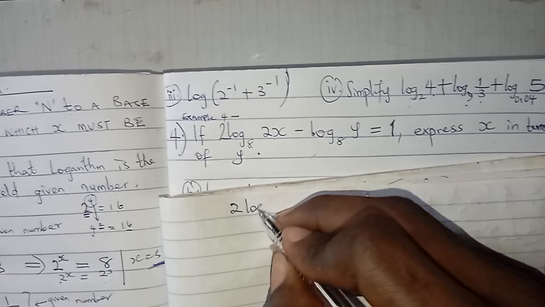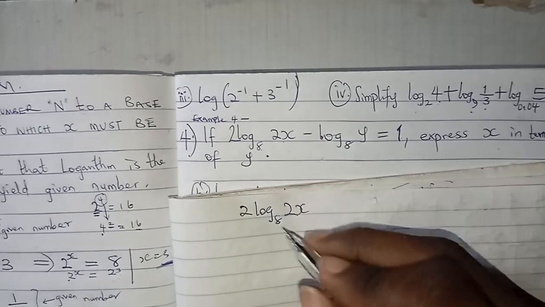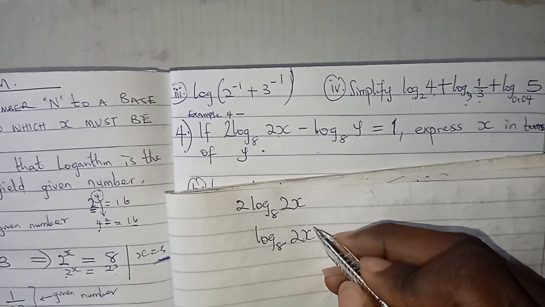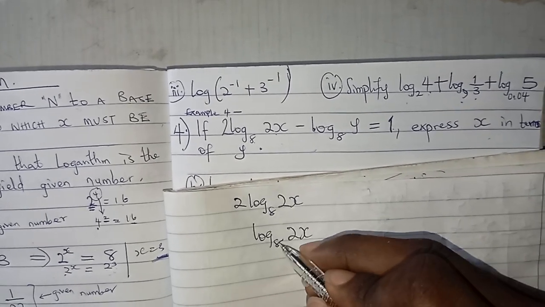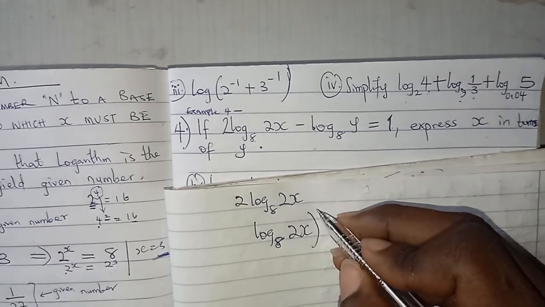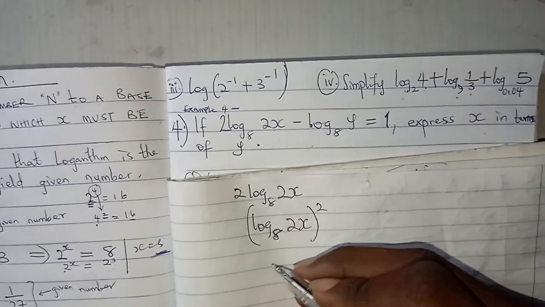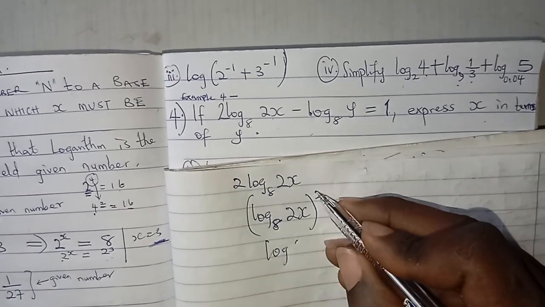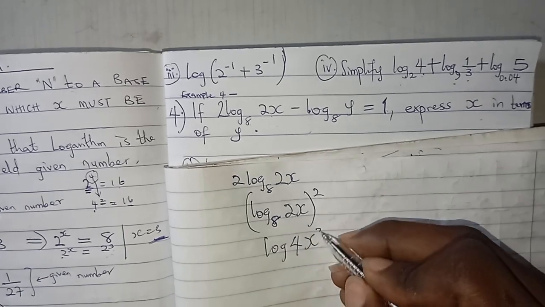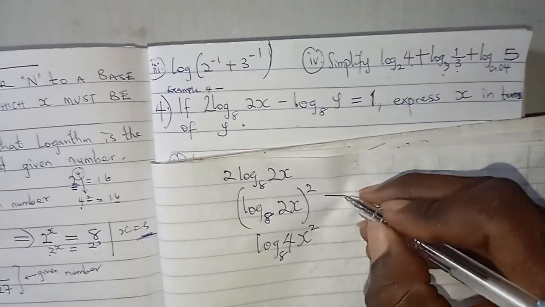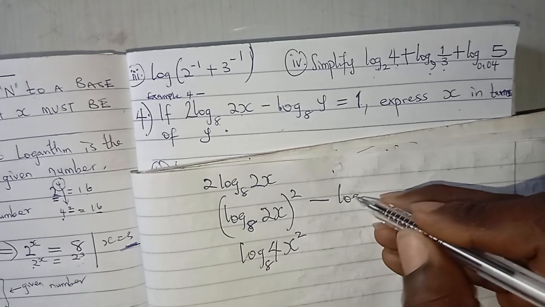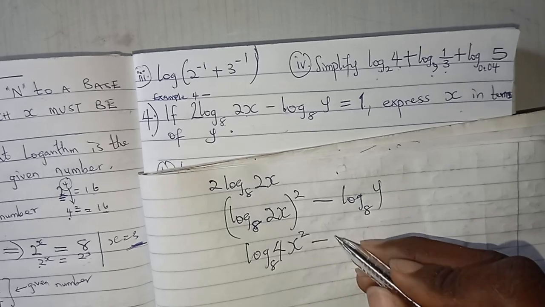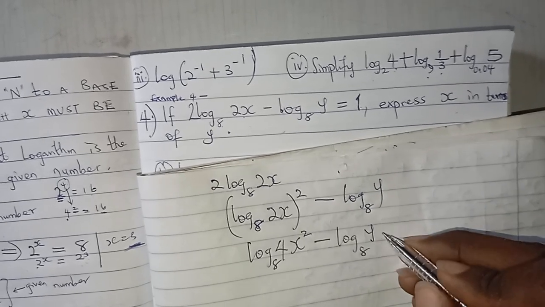So 2 log 2x to base 8. Sorry, I normally make that confusion, don't get carried along. So this is going to be the same thing as saying, by the distributive power law, log 4x squared to base 8, now minus log y to base 8 equals 1.